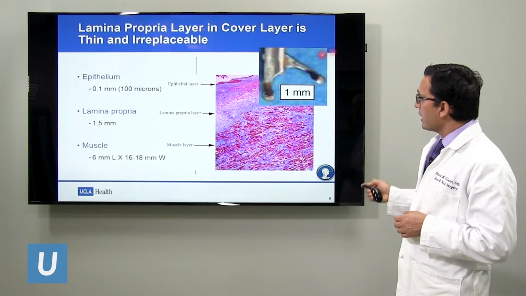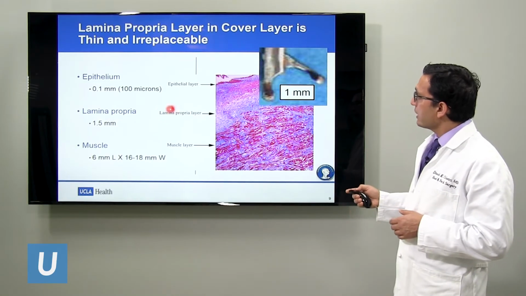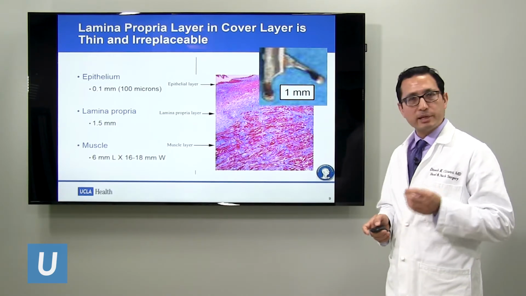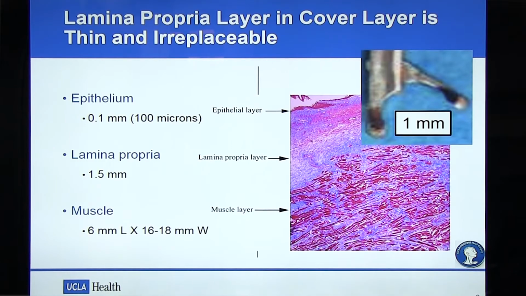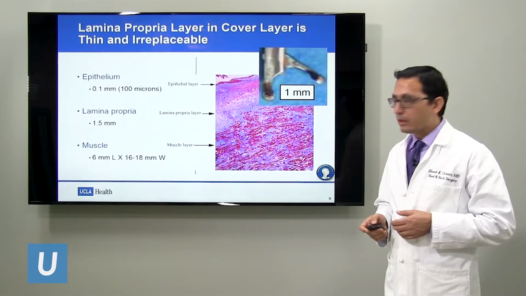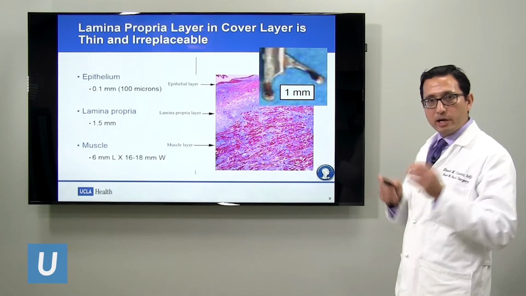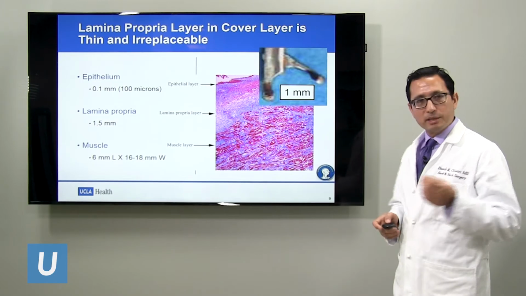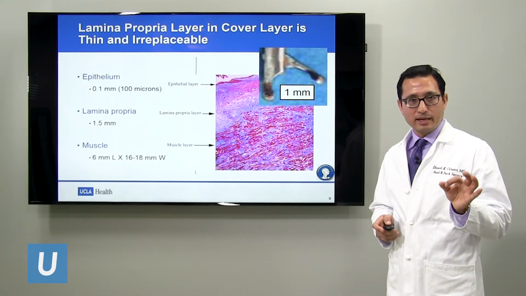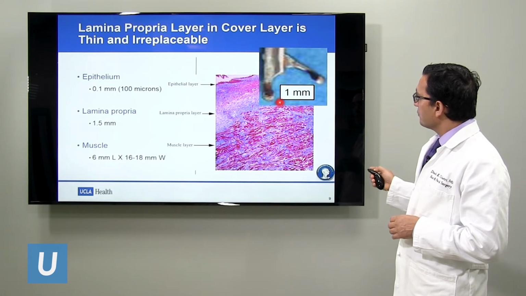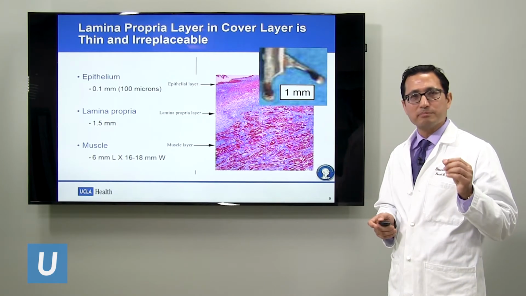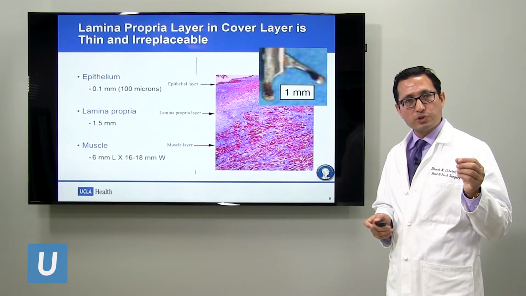So if you look at this histologic section of the vocal fold, you'll see that it consists of three parts. The epithelium, which is about 0.1 millimeter thick. That's about 10 cells thick. The lamina propria layer is about 1 to 1.5 millimeters thick, and the muscle layer is about 6 millimeters thick. Here you can see a picture that I've blown up of a biopsy forceps that we use when we do surgery on the larynx. The typical biopsy forceps is 1 millimeter in diameter. If you look at the size of the biopsy forceps and the thickness of the lamina propria layer, you can see that it doesn't take much to remove a significant portion of the lamina propria layer.